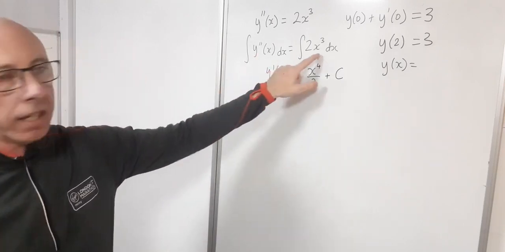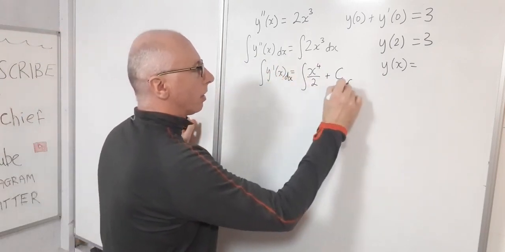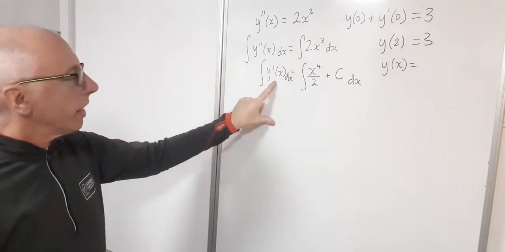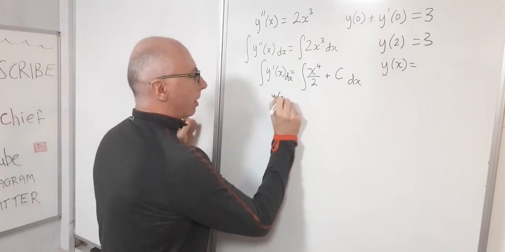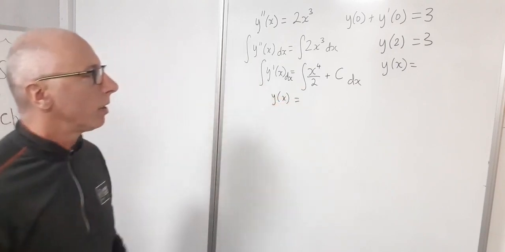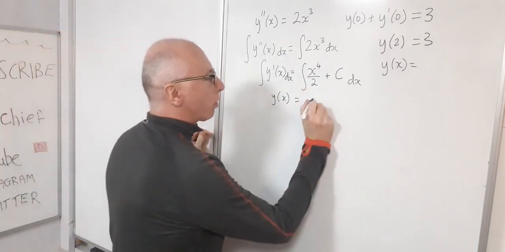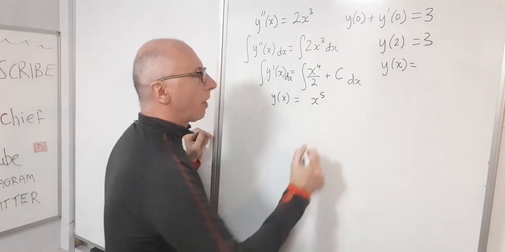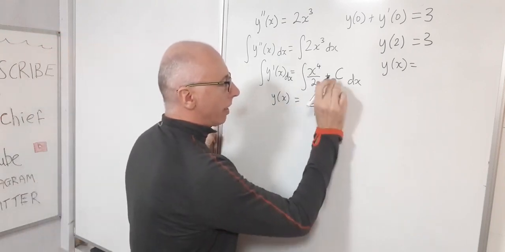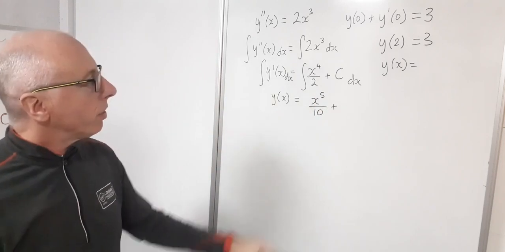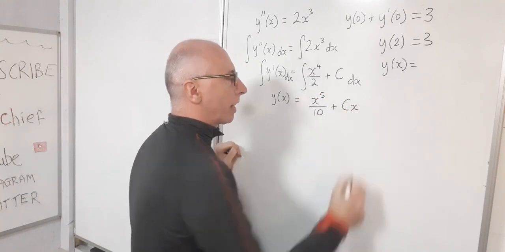Okay, now same again, I've got a derivative here, but I want y(x). So we'll go with the same technique, integrate both sides with regards to x. Taking the integral of the derivative, we now just end up with our y(x). Now we need to take the integral of this one. So again, power rule: x to the 4 becomes x to the 5, and divide by the new power, x to the 5 over 10. Now the integral of c with regards to x is just going to give us cx.